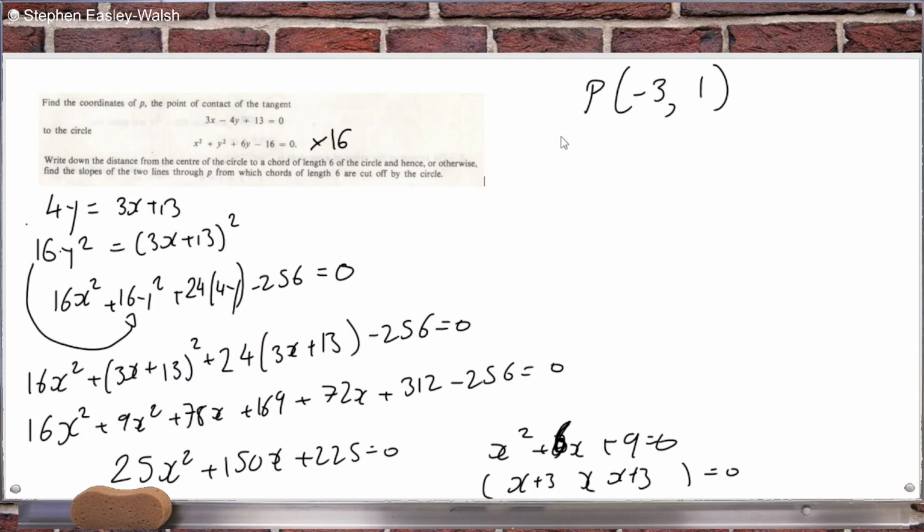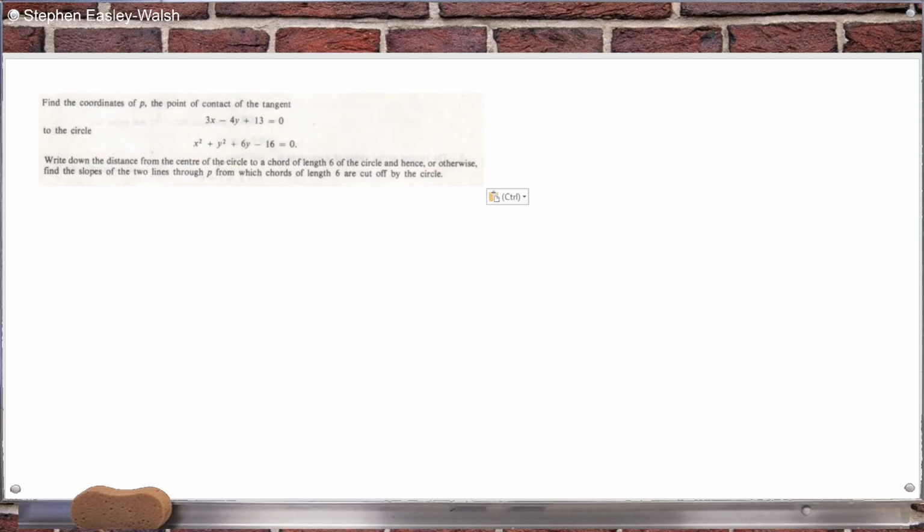So let's clear this off. P is minus 3, 1. Write down the distance from the center of the circle to a chord of length 6 of the circle. Okay, so I'm going to need to clean this up a little bit. This is going to be x minus 0 squared plus (y plus 3) squared. So that'll be x squared plus y squared plus 6y plus 9. So that'll equal 5 squared.